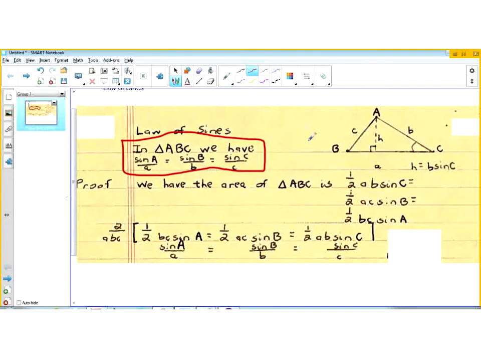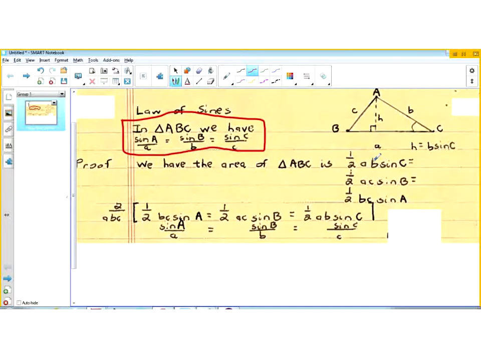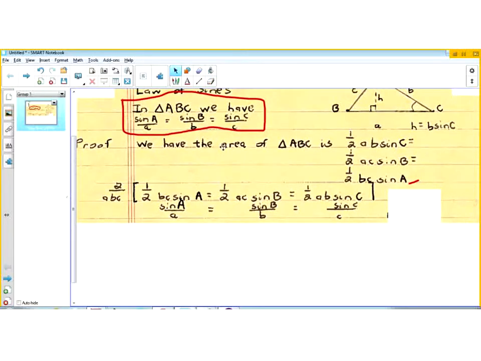And so the proof is not too bad. We use the results from Lecture 3, Part 3 to know that the area of the triangle ABC is 1/2 AB times the sine of the angle between the two sides. So 1/2 AB times the sine of C is equal to 1/2 AC times the sine of B, which is equal to 1/2 BC times the sine of A. So those are all the area formulae for the triangle.